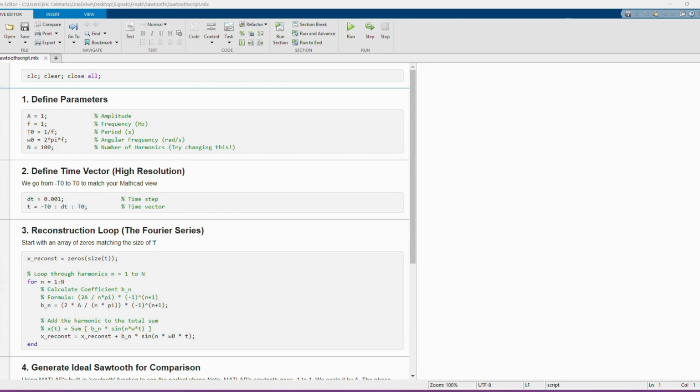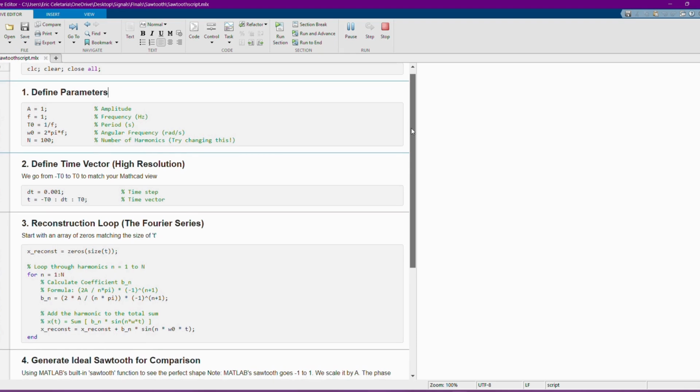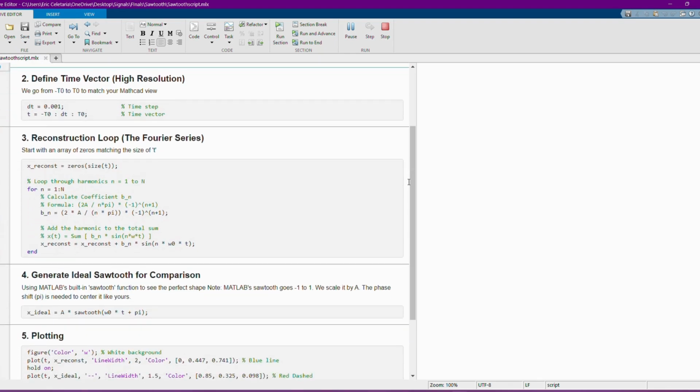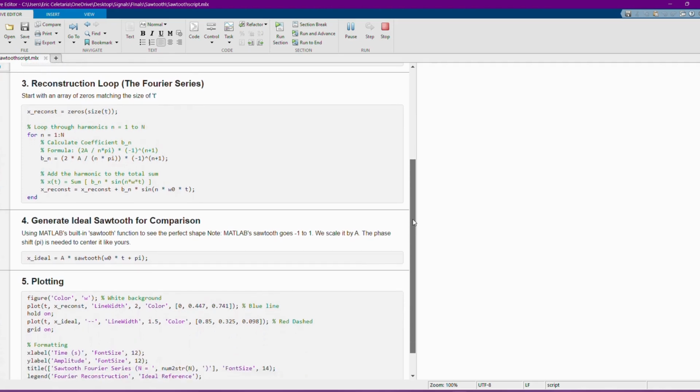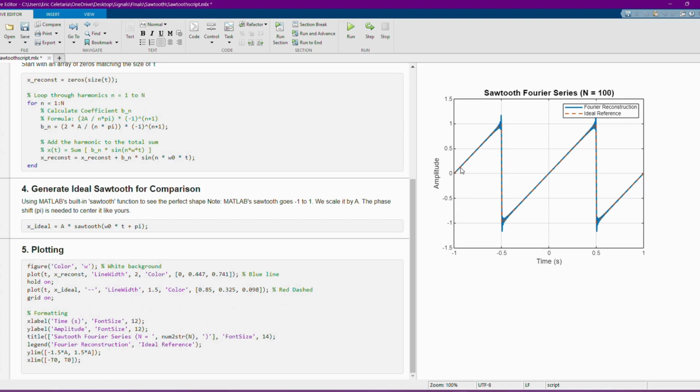Continuing with our MATLAB simulation, we begin with initialization to define the fundamental parameters: amplitude, period, and the number of harmonics, n. We then transition to signal generation, where the code implements the Fourier summation to digitally reconstruct the waveform. Through the visualization section, we plot the reconstructed wave against the ideal reference to visually confirm the convergence of the series.